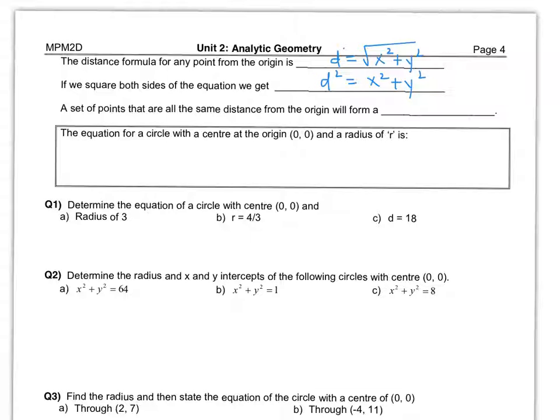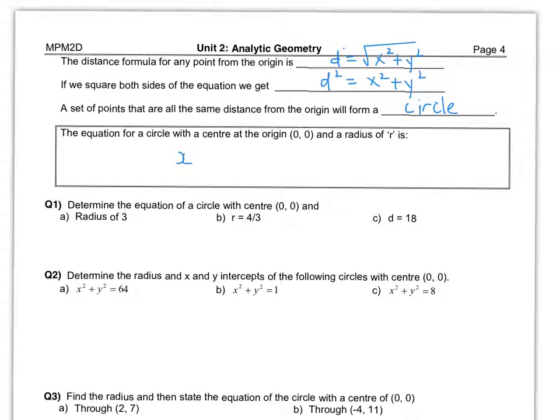A set of points that are all the same distance from the origin will form a circle. They all have the same distance. That forms the radiuses, and the radii are all the same length. That makes a circle.